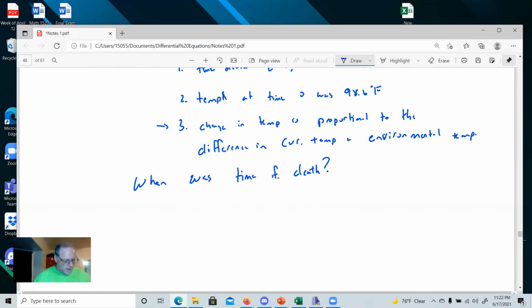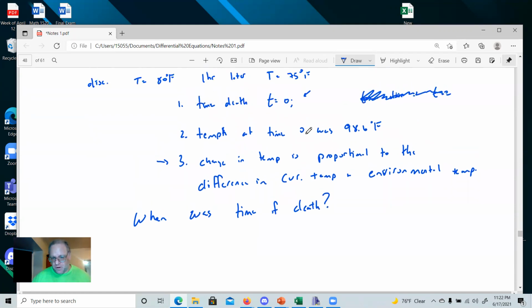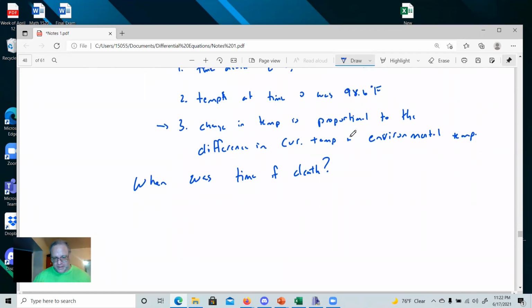Actually, the coroners, the people who investigate this stuff, get little cards so they don't have to do the arithmetic. The arithmetic's already been done. You've done this, and then you just tell them, if the temperature is this, you have a chart of environmental temperature and current temperature, and it tells you what time of death it is, and they just look on the chart.